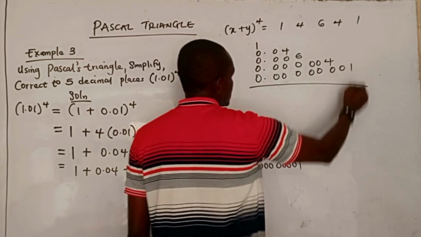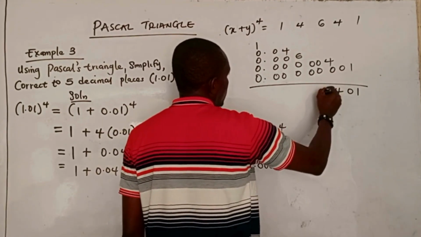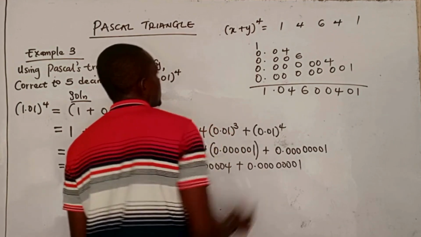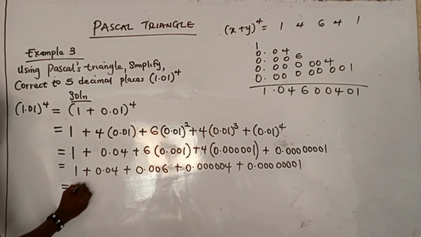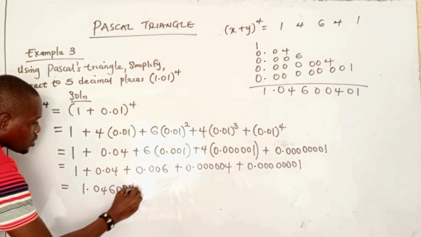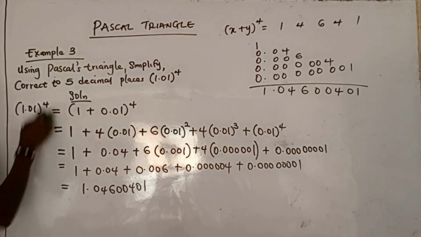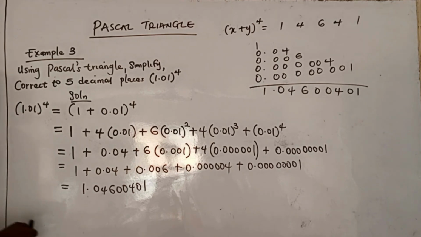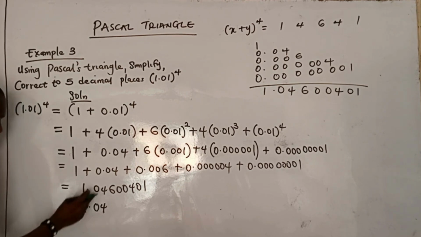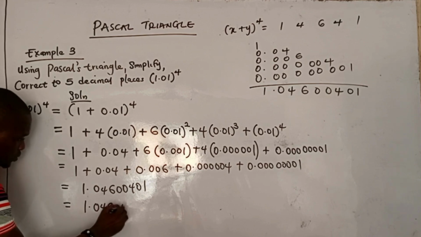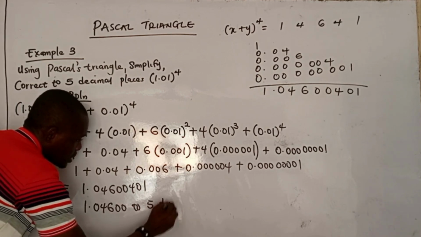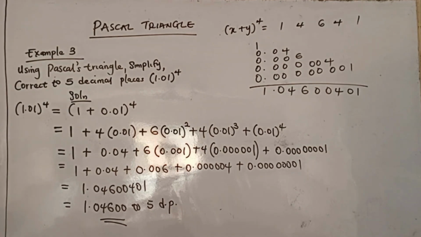So by the time you add everything up, you are going to have it as 1.04060401. Now remember, we should leave our answer correct to 5 decimal places. So our answer is going to be 1.04060, that is 2 now, 3, 4 and 0. So we are now saying to 5 decimal places. So this becomes your answer.